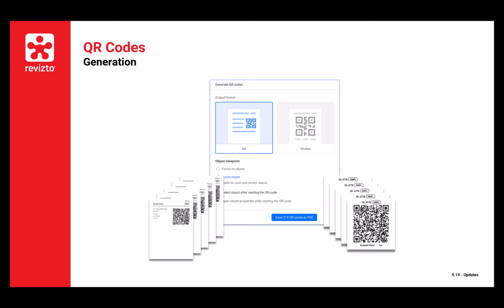In addition to the custom workflows, we also have QR codes that have come with 5.14. In this version, we can create QR codes for specific elements or issues within our issue tracker, and we can be specific on what those outputs look like, whether they're A4 sheets or stickers. With those, we can also select what is going to be focused on and what is shown when a QR code has been scanned from the Revizto website app, which we'll go into in a bit more detail during this presentation.